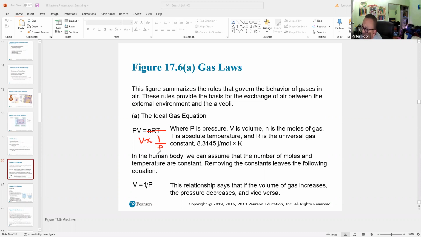So if I change the volume of the gas, the pressure decreases and vice versa. In the human body, we can assume the moles are constant, temperature is constant, so R is by definition constant, and therefore the volume is equal to 1 over the pressure. So if I decrease the volume, I increase the pressure. If I increase the volume, I decrease the pressure.